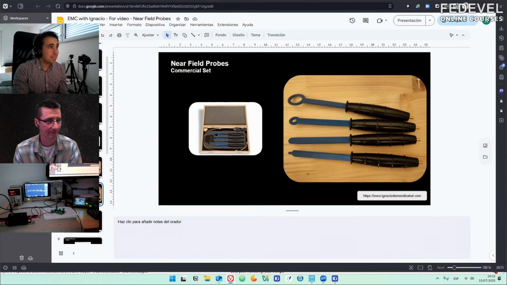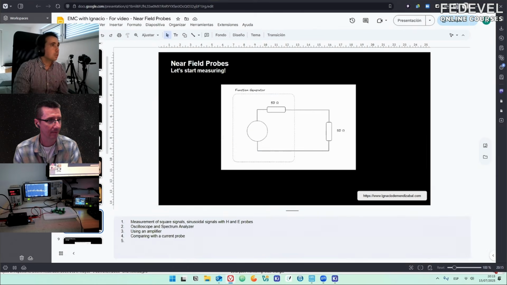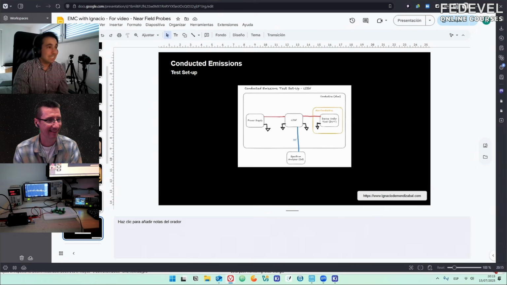So this is the commercial set that we have been using. Here you have the cable, the preamplifier and the 4 probes, so the 3 magnetic and 1 electric. A very simple setup. And this is the conducted emission setup that we have been using.